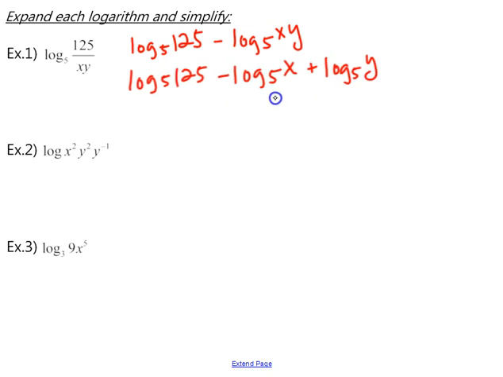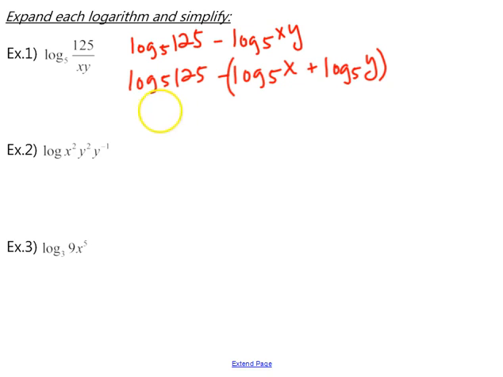Now before we move on and simplify any further, we need to do one more thing. If you notice in the original problem, x times y is together in the denominator. So we need to make sure that as we are working this left to right, if we were to condense this, we would get the original problem. In order to ensure that x and y are together on the bottom of the fraction, we're going to need to put parentheses around the log base 5 of x and the log base 5 of y.